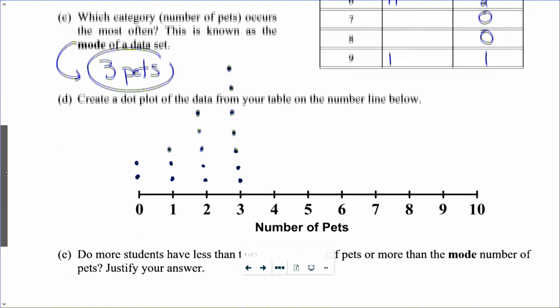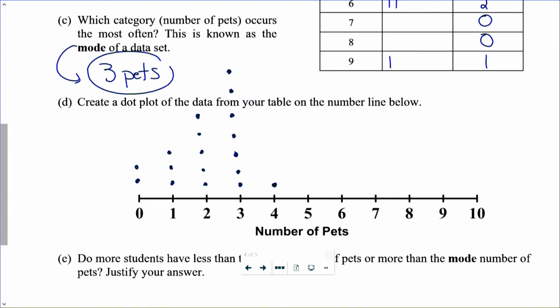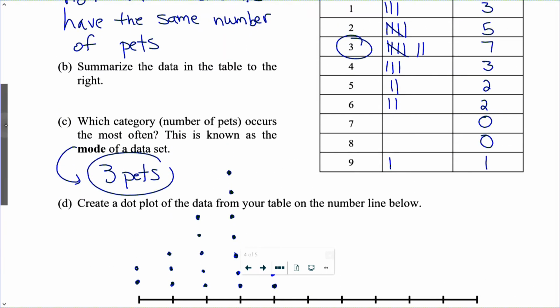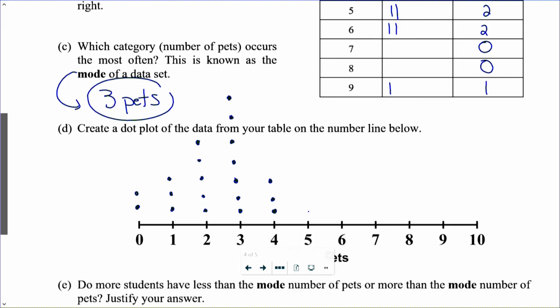4 pets, we had 3 students that had 4. Let's see, then we had 5. 2 people had 5 pets. 2 people had 6 pets. No people had 7 or 8, so I'm not going to put a dot above them. And 1 person had 9 pets.